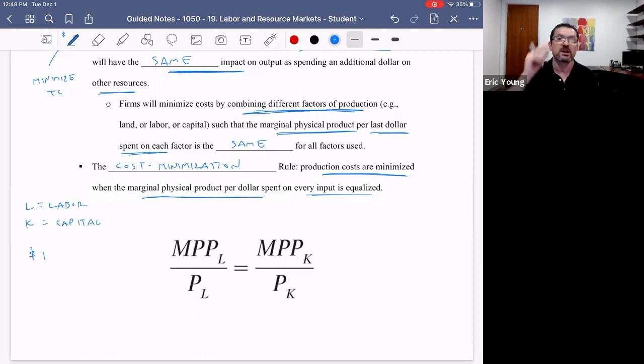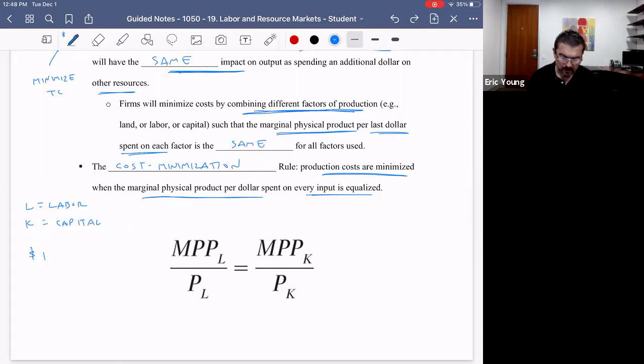You say, okay, I want to make some investments in my company. I'm going to deploy this dollar. I can either hire a worker or I can buy a machine. I can either invest in labor or I can invest in capital, because labor is workers and capital is machines, okay? You get the idea.